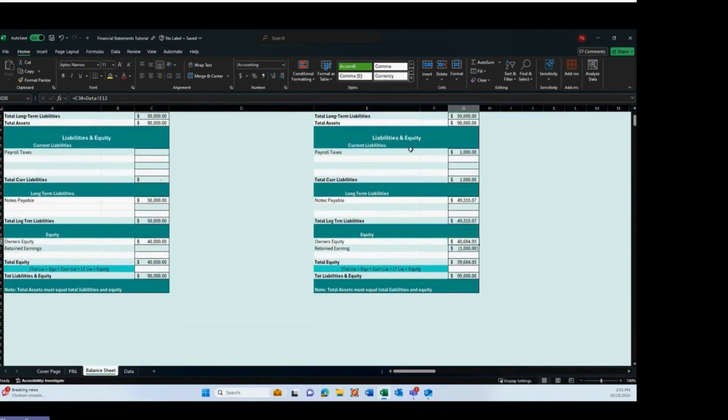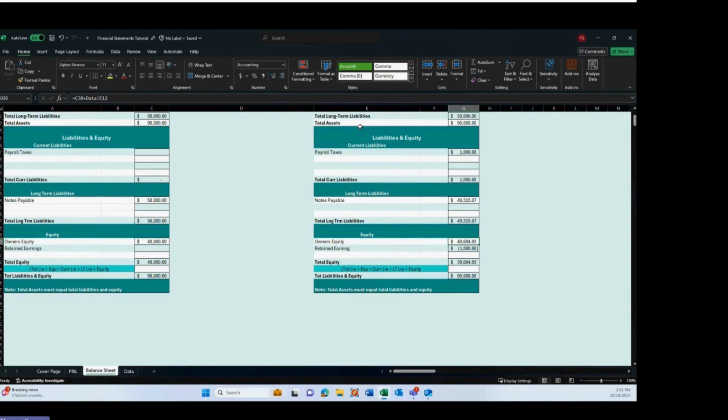Down here, we have current liabilities and we have long-term liabilities. Obviously, something like payroll taxes is going to fall into your current liabilities because that is something you're going to pay off at the end of every month. Long-term liabilities, let's say a mortgage on a property or a piece of equipment, you're going to pay that off over a number of years. So we would put that under long-term liabilities.